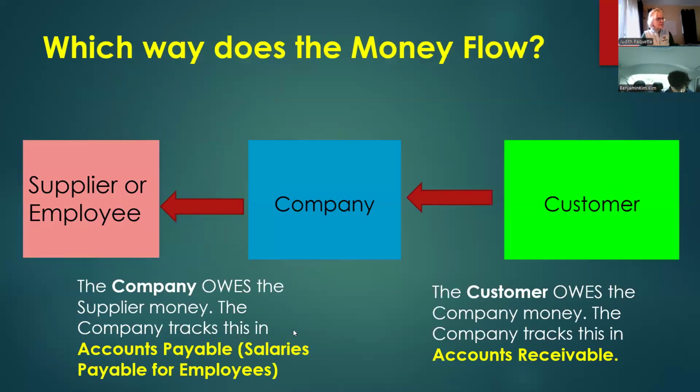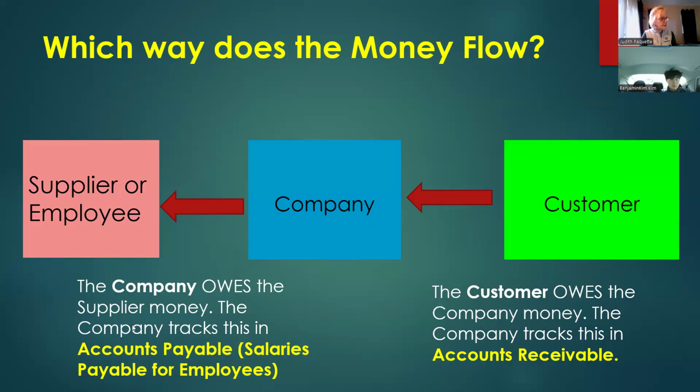So let's look at this even bigger. Company pays cash to the supplier, customer pays cash to the company. Remember, when you have a supplier relationship, we use accounts payable. If it were employees, we'd use salaries payable. But the bottom line is it's money going out of cash. Customers are paying the company, and that's accounts receivable. When they pay, cash goes up and accounts receivable goes down.